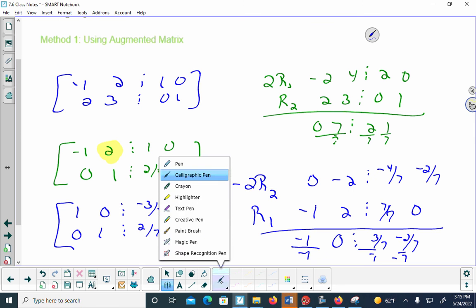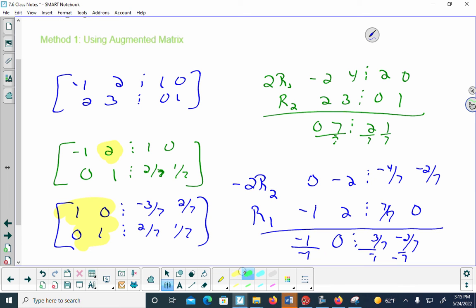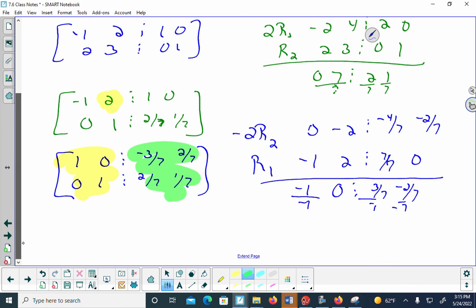So again, this is my identity, this is my inverse. So my inverse, and you have to write inverse: negative 3 sevenths, positive 2 sevenths, positive 2 sevenths, and then negative 1 seventh.